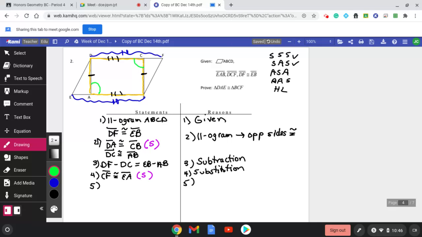I need you guys to start thinking, where's Maeve going with this? Because those angles aren't in the triangles, but she's going somewhere with it. So think about it as we write this down now. Angle DAB congruent to angle BCD. Again, it's a parallelogram property, so parallelogram implies opposite angles congruent.